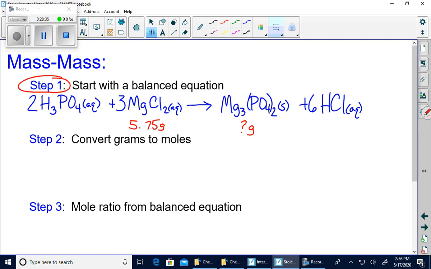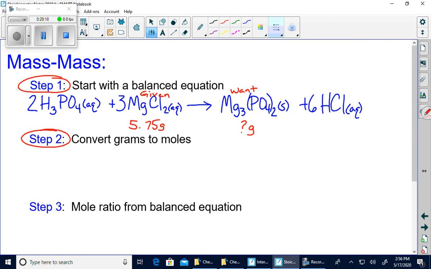We're going to take 2 moles of phosphoric acid plus 3 moles of magnesium chloride, and we'll get 1 mole of magnesium phosphate and 6 moles of hydrochloric acid. Okay, now, let's say I'm not going to use 3 moles of magnesium chloride. I'm going to use 5.75 grams of magnesium chloride. How many grams of magnesium phosphate will I get? Okay, step 2. Convert grams of given, so that's the given, to moles. This is what I want.